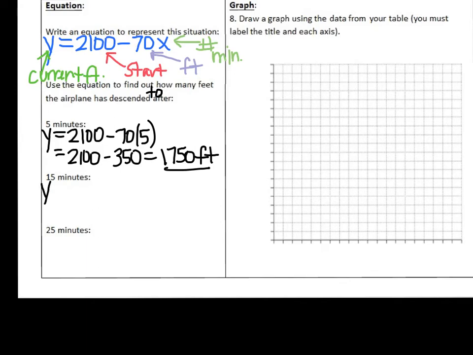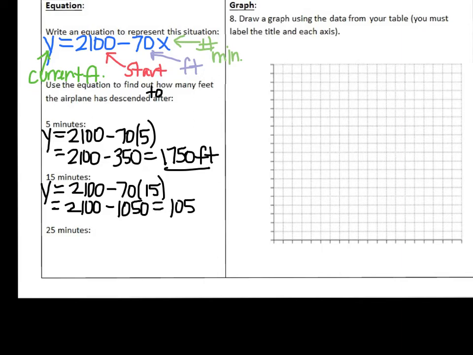Okay, now let's look at y at 15 minutes. So y equals 2100 minus 70 times 15. Okay, so we've got to do 70 times 15 first, which is 1,050, and then we subtract that from 2,100 and we get 1,050 feet again. So after 15 minutes, the airplane has descended to 1,050 feet.